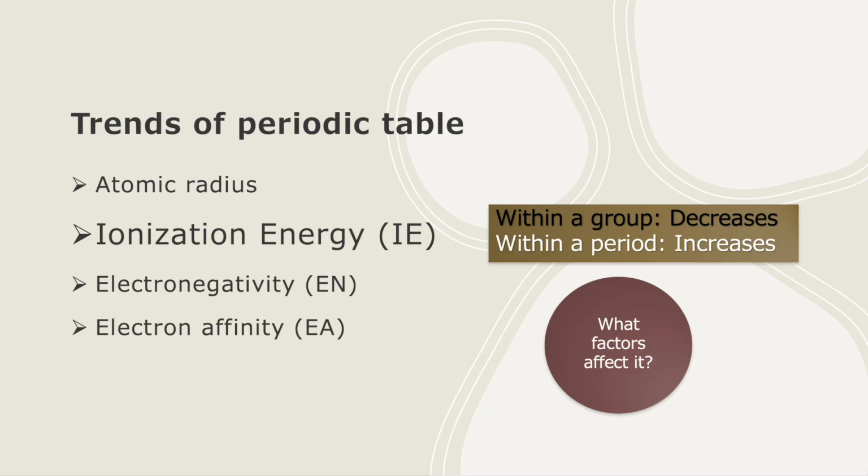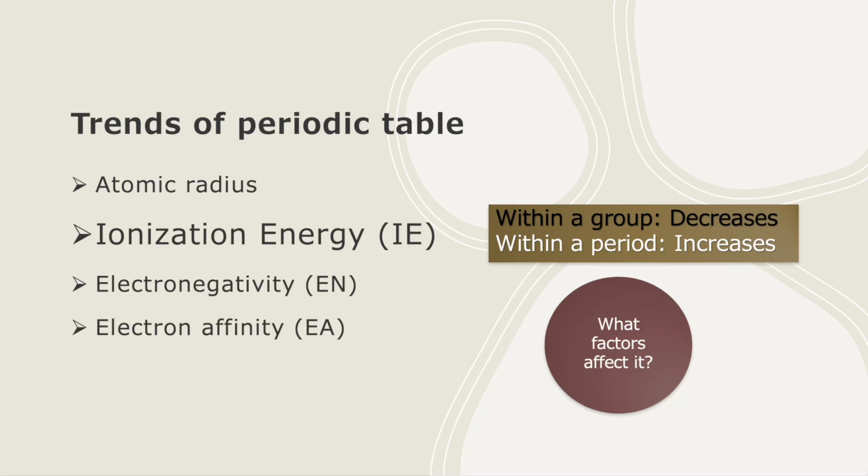Now, what happens down a group from top to bottom? Ionization energy decreases as you move down a group. So why? Because of increasing atomic size, meaning more electron shells. It means the outer electrons are farther from the nucleus and experience less attraction. We also have increased shielding from inner electron shells, which reduces the effective nuclear charge felt by the outer electrons, making it easier to remove them. Okay?